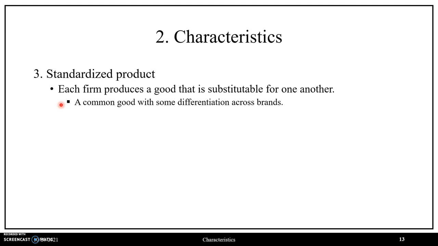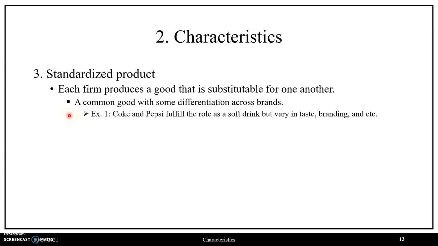A consequence of different features in terms of the product is also consumers developing loyalty for a particular brand given these features. One example of a common good that's substitutable would be Coca-Cola and Pepsi, in which both fulfill the role as a soft drink, but they vary in terms of taste as well as how they are branded.